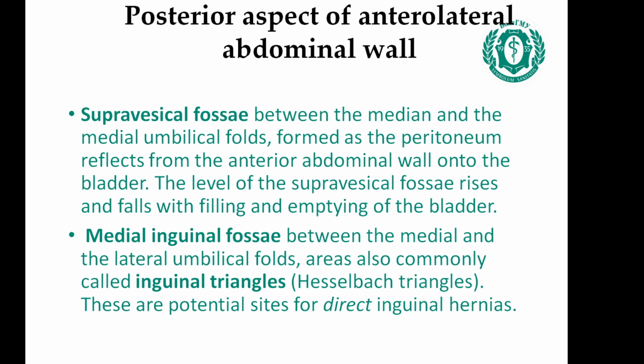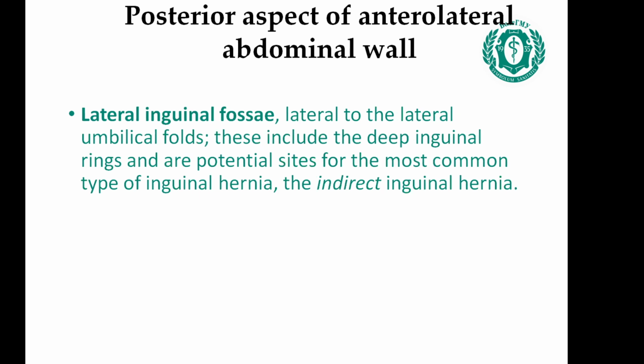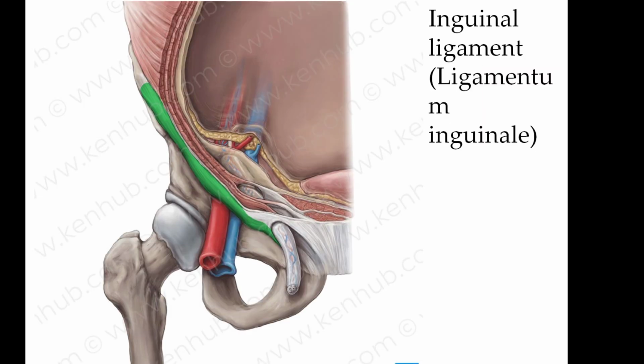The medial inguinal fossa, between the medial and the lateral umbilical folds, is also commonly called the inguinal triangle or Hesselbach triangle. These are potential sites of direct inguinal hernias. The lateral inguinal fossa lies lateral to the lateral umbilical folds. These include the deep inguinal rings and are potential sites for the most common type of inguinal hernia, the indirect inguinal hernia. Here you can see the inguinal ligament, colored in green.